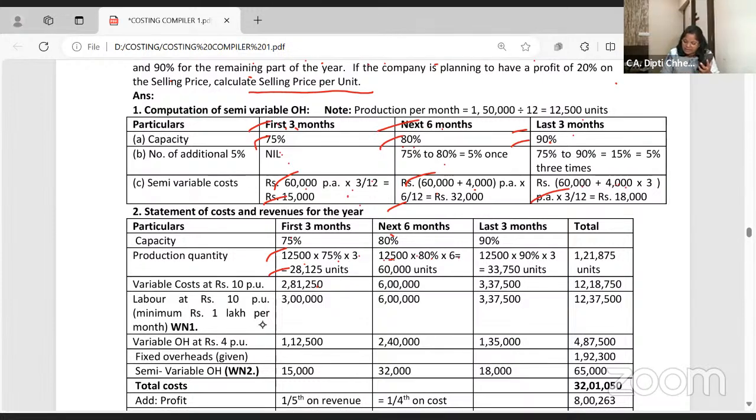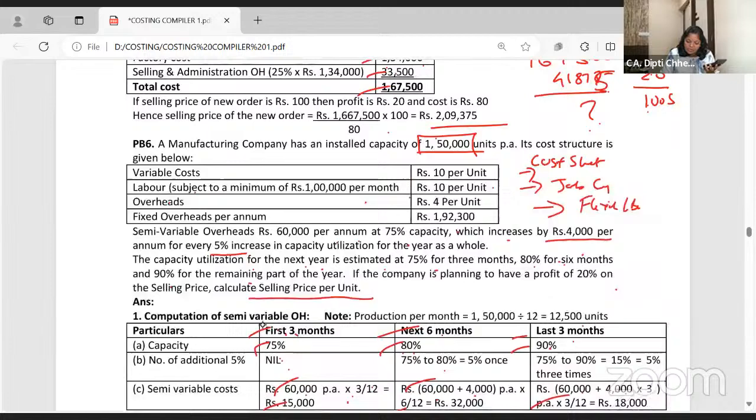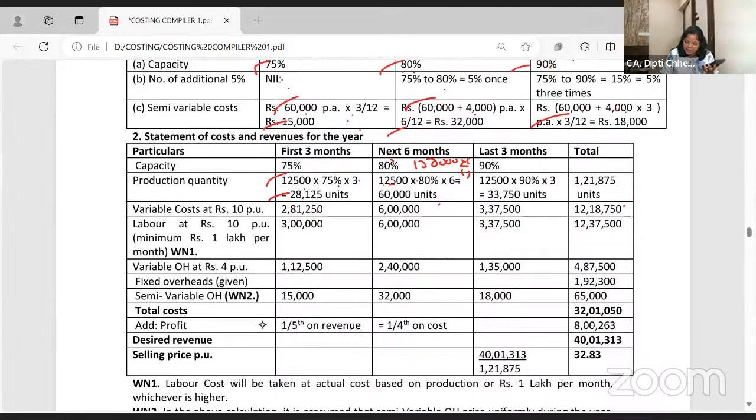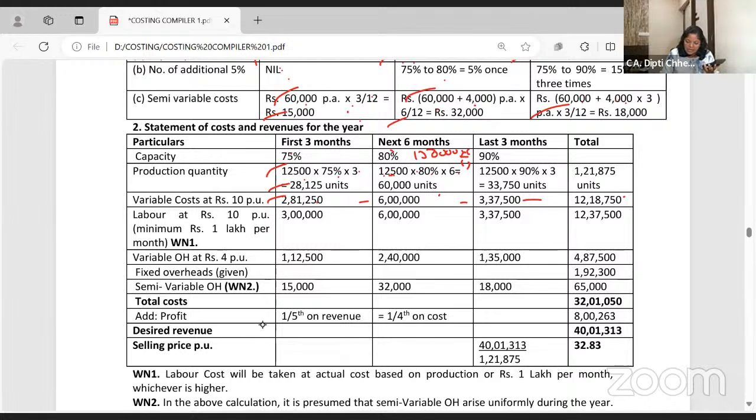If you want to take 1,50,000 instead of this, then you will have to do into 6 by 12. Answer will give you the number of units. Now you know what the variable cost is: 10 per unit. What is the fixed cost? 10 per unit or 1 lakh. So here, 3 months, so 3 lakh, whichever is higher. 6 months, 6 lakhs. Here, 33,750 into 10. So for 3 months, 337,500 or 3 lakh, whichever is higher. So minimum 1 lakh you have to pay.